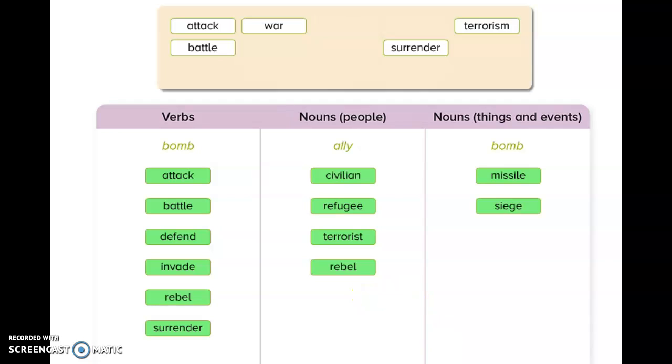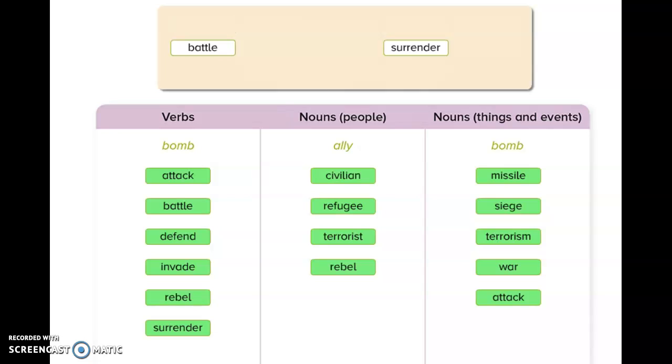missile, siege, terrorist, war, bottle, and surrender.